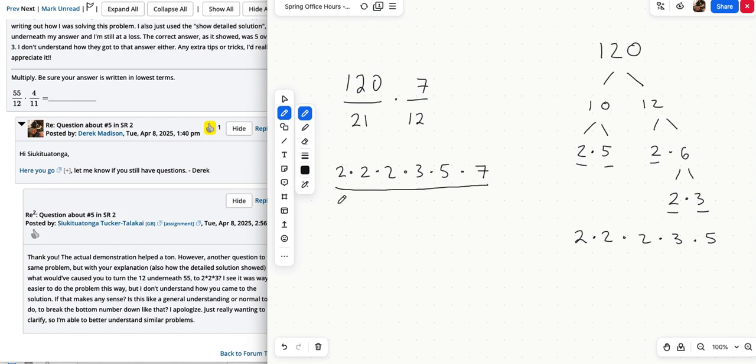21, that is a 3 times 7. And then 12, like we just found here, is 2 times 2 times 3. I guess I could have written that in order, but I didn't, so it will all be fine. At least get the 2's in order. Okay, so there's the prime factorization of 120, so that's broken down as much as I can, times a 7. 21, there's our 3 and 7. 12, 2 times 2 times 3.